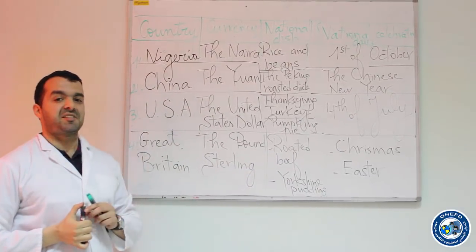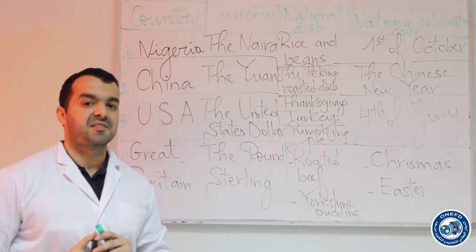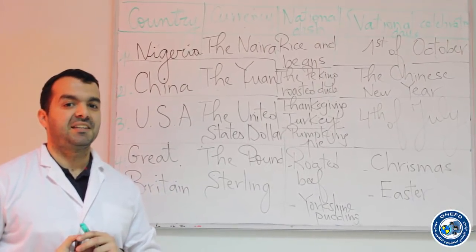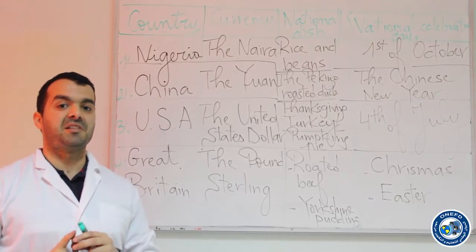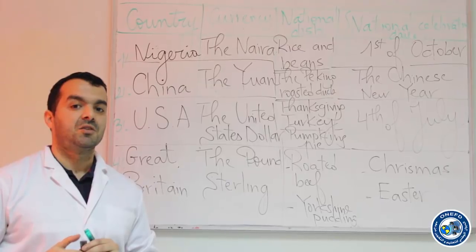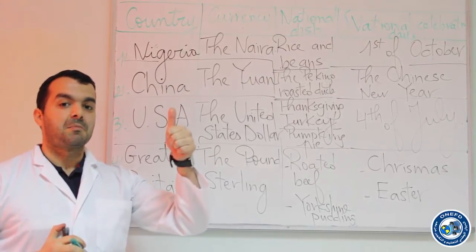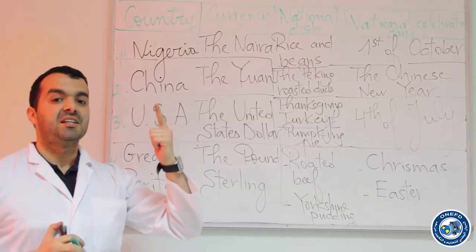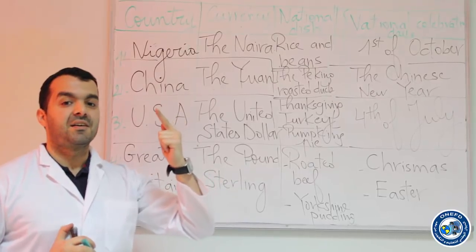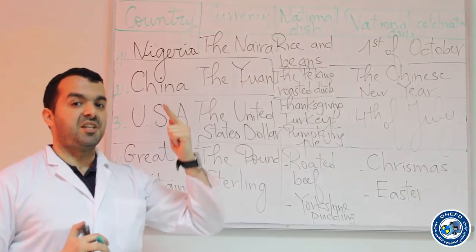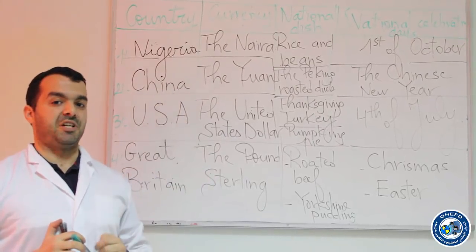Concerning Great Britain, we talked about some monuments. What are the famous monuments in Great Britain? We have talked about three monuments. We have Big Ben, National Museum, and finally Tower Bridge.